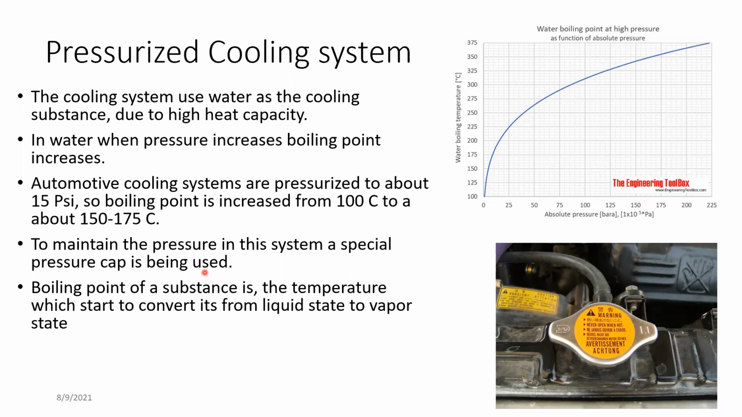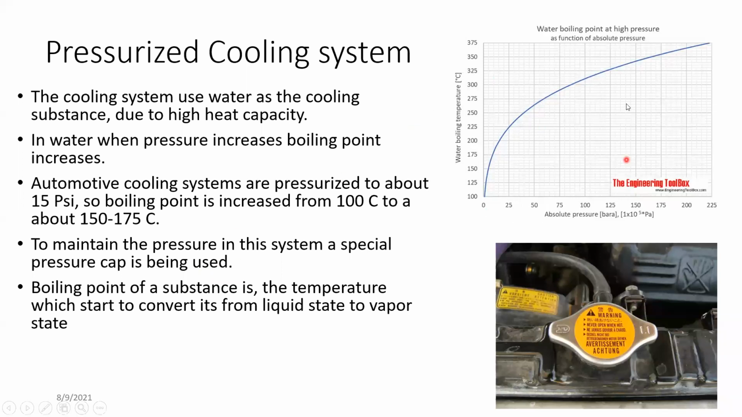Water actually has something called latent heat of vaporization, right? By increasing the pressure, the latent heat of vaporization increases. So more heat is necessary for water to reach the boiling temperature. By increasing the pressure of the cooling system, it is possible to maintain the water coolant boiling point around 150 to 175 Celsius. If the engine goes even above that, the engine will start to boil itself.